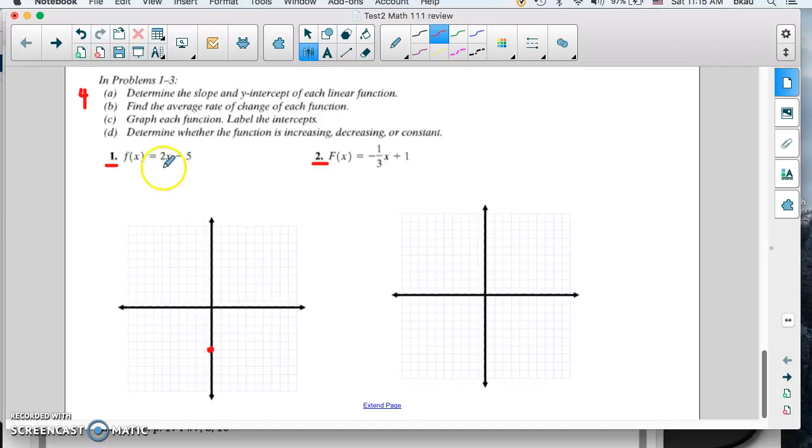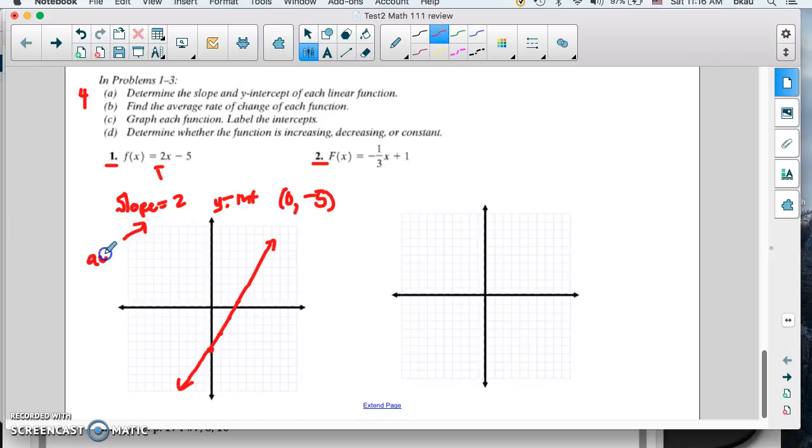Slope is 2, so it's 2/1. So we're going to rise 2, run 1. That would be our next point. Rise 2, run 1. That would be our next point. Rise 2, run 1. So we'd have this line through those points. Okay, slope. So on this one, the slope equals 2, and the y-intercept is 0, -5. The average rate of change is the slope, so this is the average rate of change also.